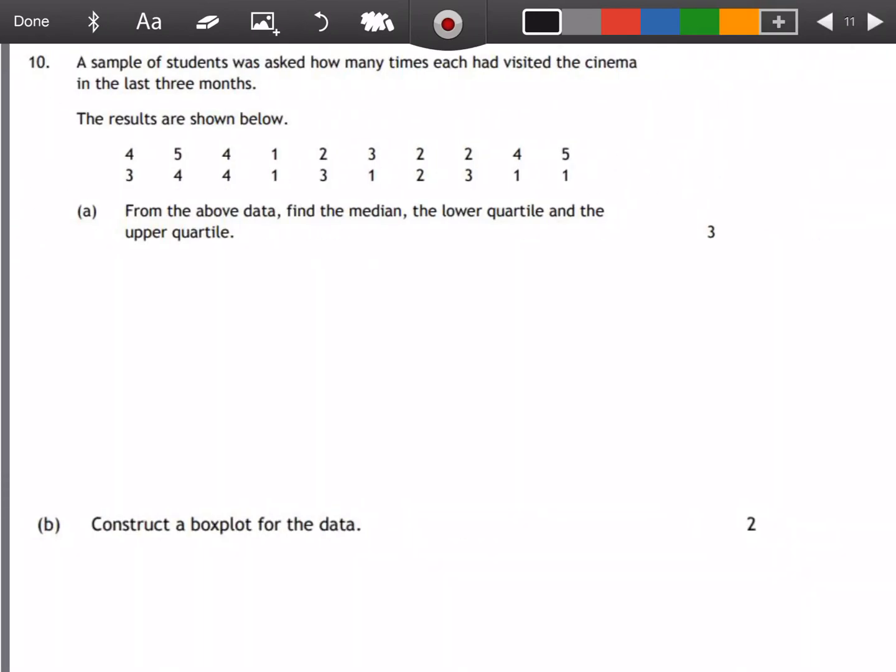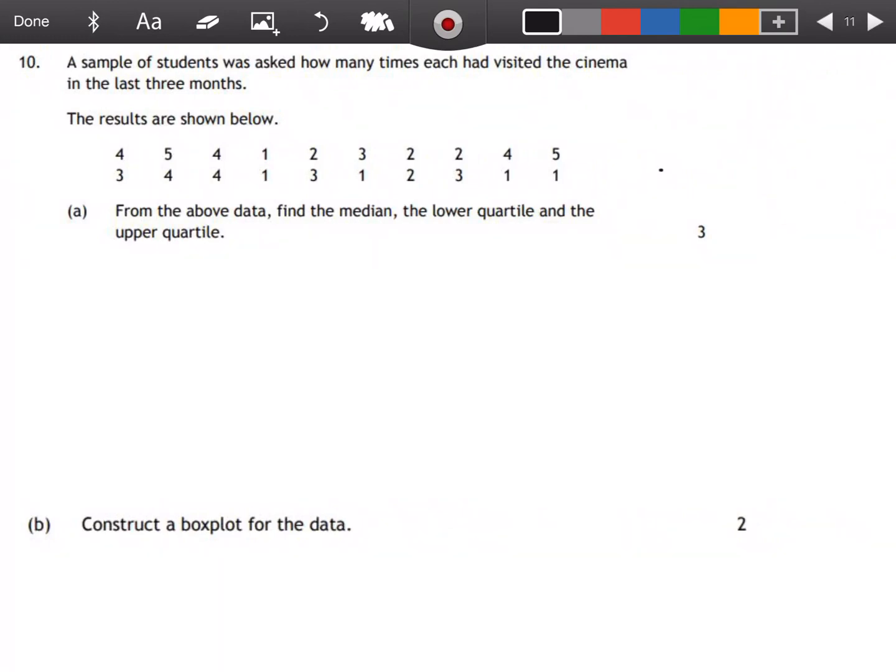Number 10. A sample of students were asked how many times they'd each visited the cinema in the last 3 months. Oh yeah, I've had a big fat 0 in the last year. That's one thing we're all missing. From the data we must find the median, the lower quartile and the upper quartile. To do this, we must put the data in order.